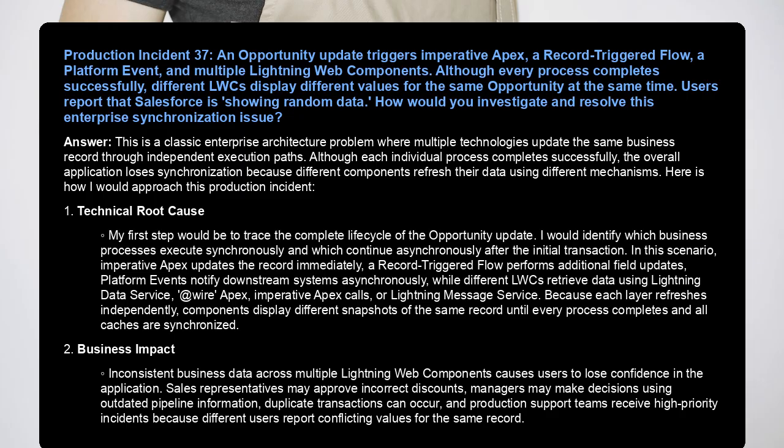In this scenario, imperative Apex updates the record immediately. A record-triggered flow performs additional field updates. Platform events notify downstream systems asynchronously, while different LWCs retrieve data using Lightning data service, @wire Apex, imperative Apex calls or Lightning message service. Because each layer refreshes independently, components display different snapshots of the same record until every process completes and all caches are synchronized. 2. Business impact.